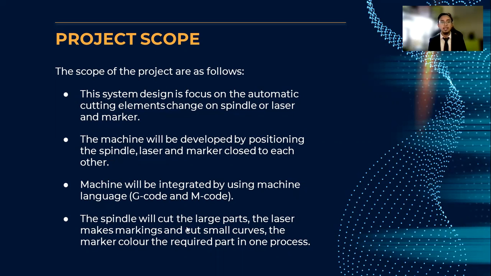The spindle will cut the large part, the laser makes marking and cuts small curves. The marker colors the required part in one process. Okay, this is my project scope.